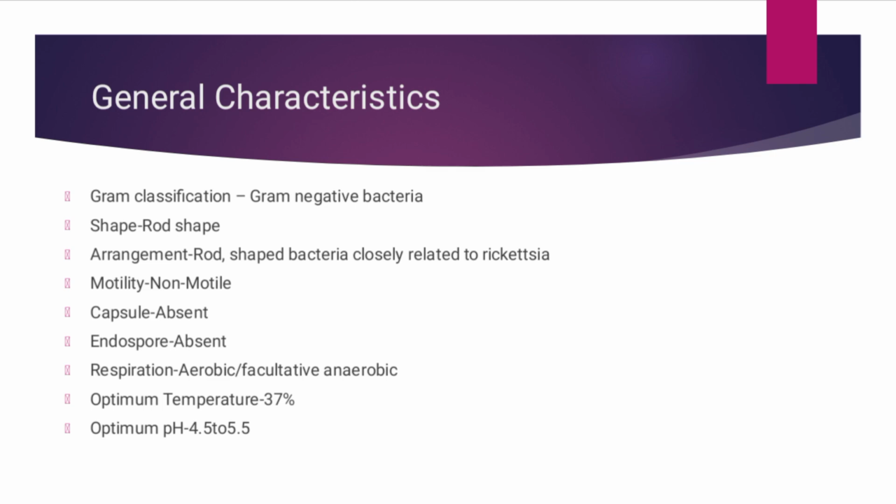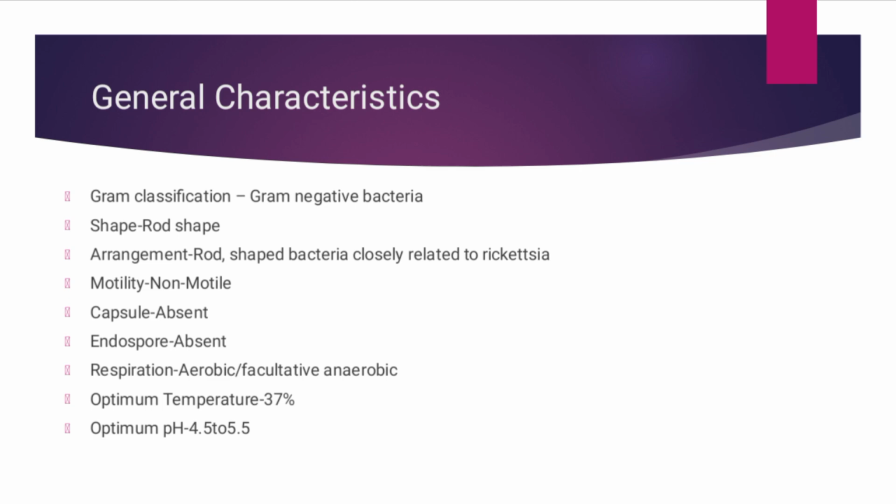Respiration: aerobic and facultative anaerobic. Aerobic is a bacteria that can grow and live when oxygen is present. Facultative anaerobic is an organism that makes ATP by aerobic respiration if oxygen is present, but is capable of switching to fermentation if oxygen is absent.